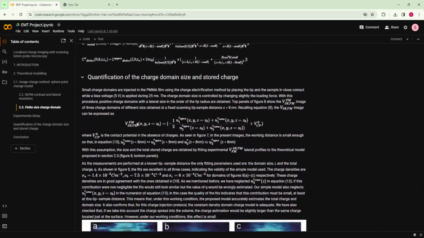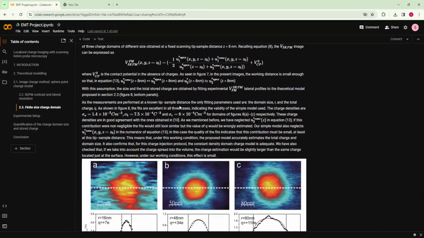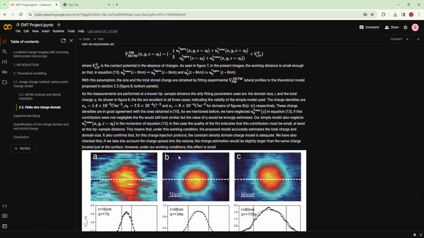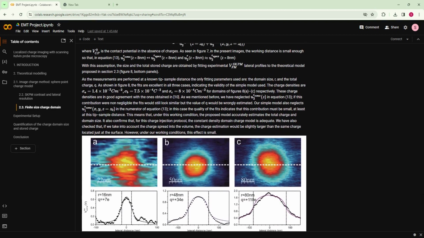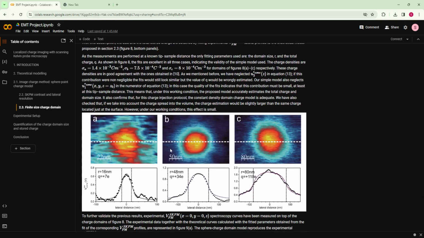As the measurements are performed at a known tip-sample distance, the only fitting parameters used are the domain size R and the total charge Q. In figure 8, the fits are excellent in all three cases, indicating the validity of the simple model used. The charge densities are as given, sigma A, B, C, and these charge densities are in good agreement with the ones obtained in 10.